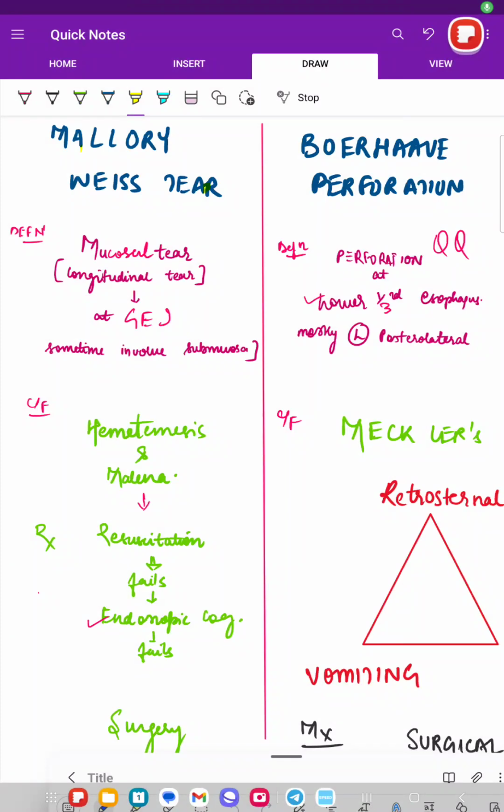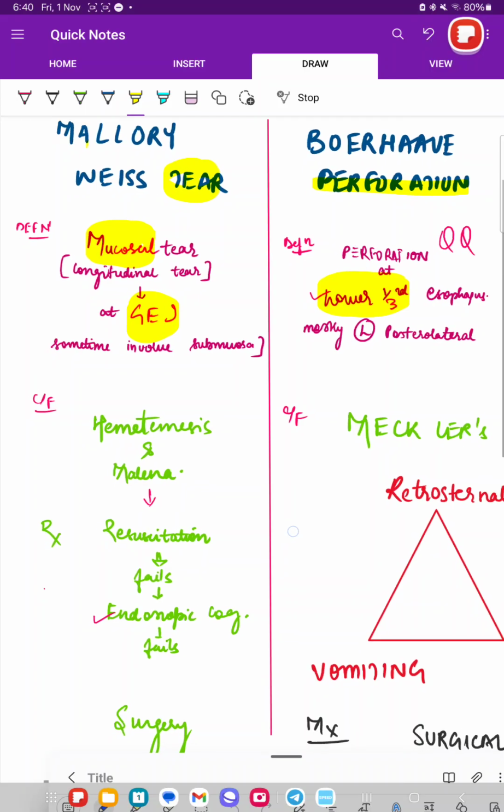Topic for INI-CET and NEET PG, which is frequently asked, that is Mallory-Weiss tear and Boerhaave perforation. Okay, Mallory-Weiss is basically a mucosal tear, whereas Boerhaave perforation is a perforation at the lower third of the esophagus. So the major difference is it's a mucosal tear, which is at the GE junction, esophagogastric junction. Boerhaave perforation is at the lower third of the esophagus.